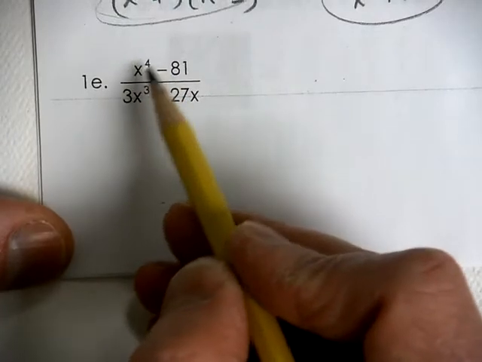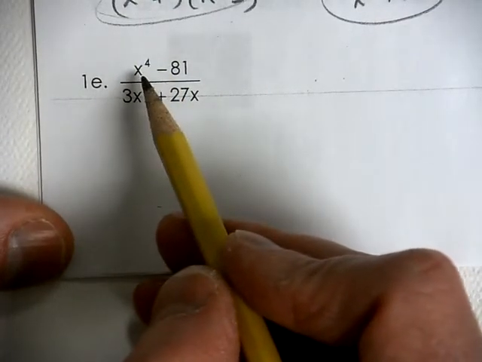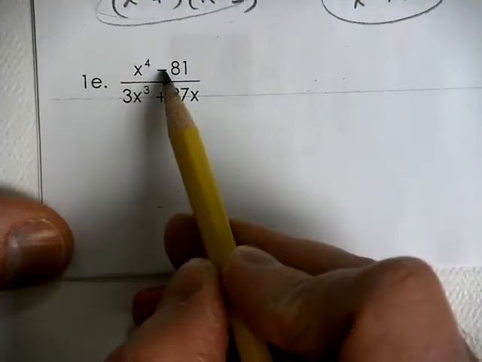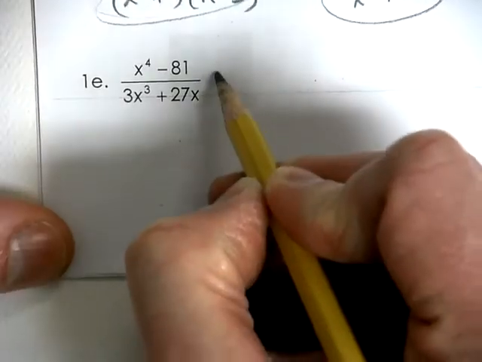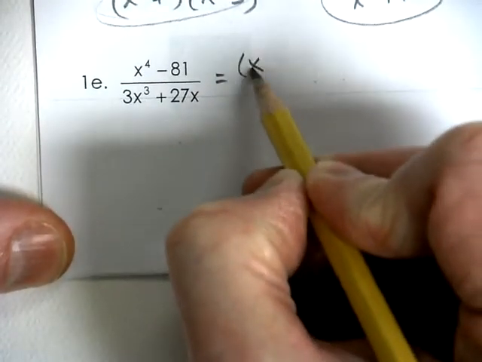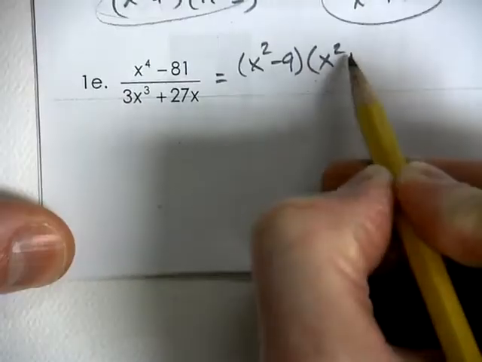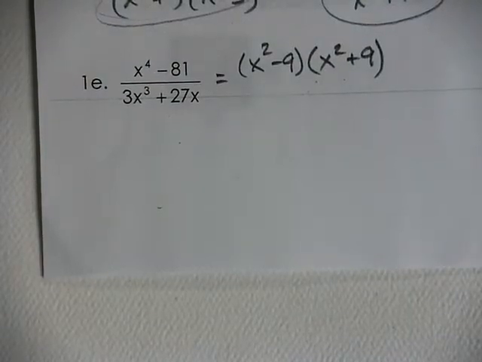Now this is x to the 4th power. We don't have any fancy factoring rules for x to the 4th power, so we're going to treat this just like it's an x squared. This is going to be the difference of two squares. So this is going to be x squared minus 9 and x squared plus 9. Those are conjugates of each other. When you multiply that together, the middle terms drop out.